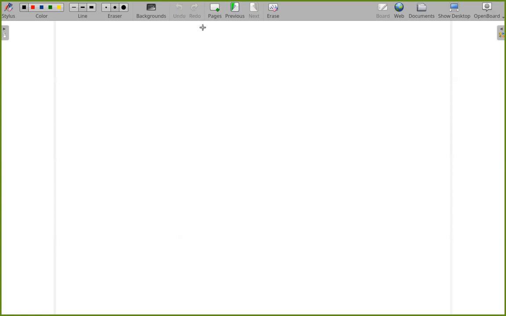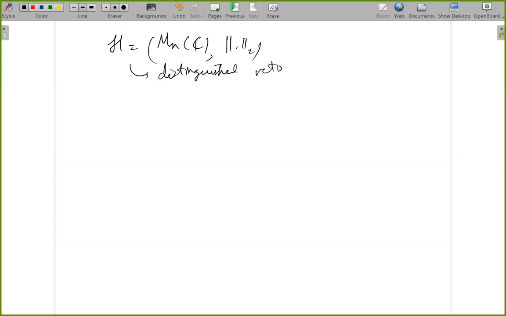So now in the remaining 10 minutes, what I will do is make the connection with Tomita's theorem. And we'll just talk about M_n(C), matrices here. Okay. So let's say I have H is M_n(C) with a Frobenius norm and the Frobenius inner product. So it becomes a Hilbert space. So this has a distinguished vector, which is the identity. And M_n(C) acts on H by left multiplication.